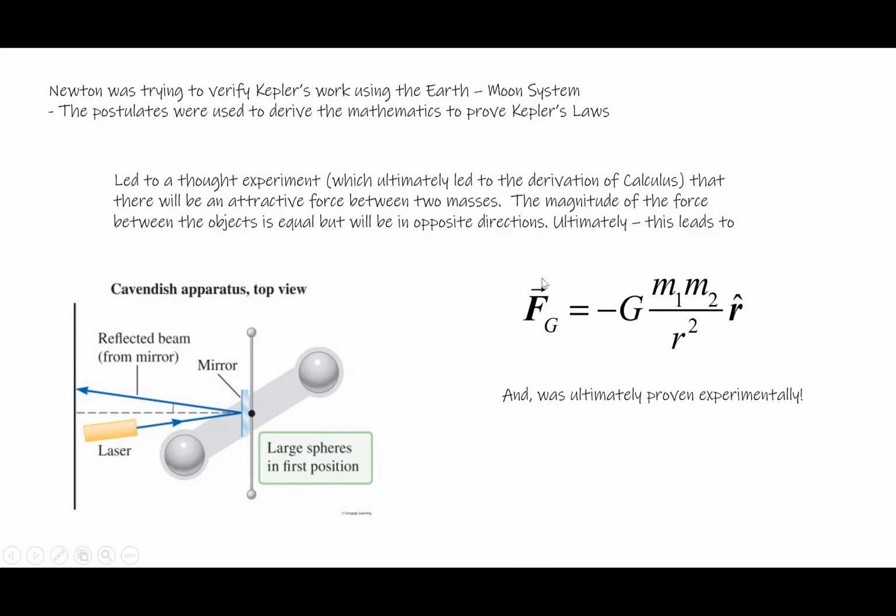And he was able to say that we have some universal constant of gravitation, mass 1, mass 2, divided by R squared. And this was ultimately proven experimentally by using the Cavendish apparatus. And in those Cool Force videos, you can actually see the Cavendish experiment. We can actually do it, and with lasers, it's much, much easier than the way Cavendish had to prove it. So we can get that.